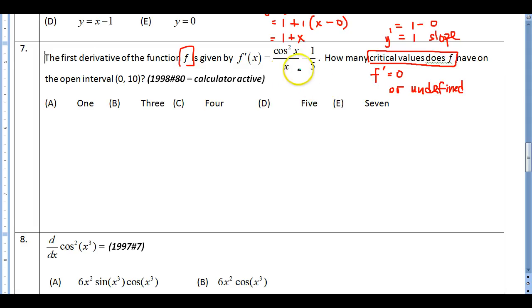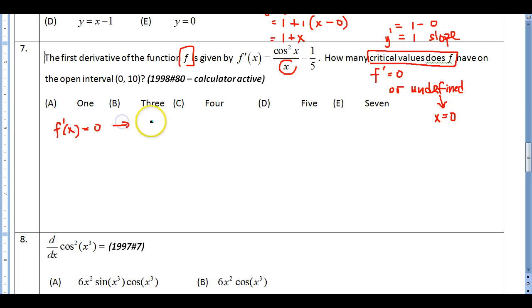So a couple places. The easiest thing to see is that this is going to be undefined when x is 0. So one critical point automatically from being undefined is x is 0. That's a critical value. The other time this is going to be a critical value is when f prime is equal to 0. So I'm going to do that over here. When does f prime equal 0?